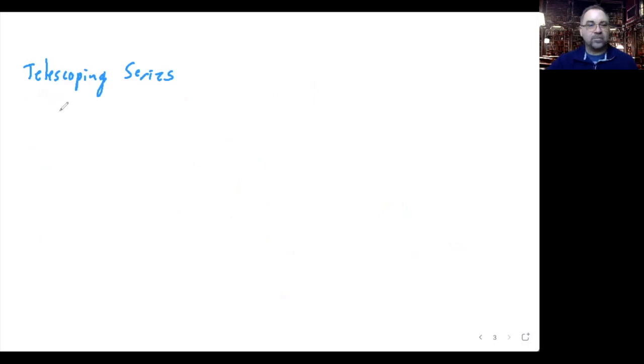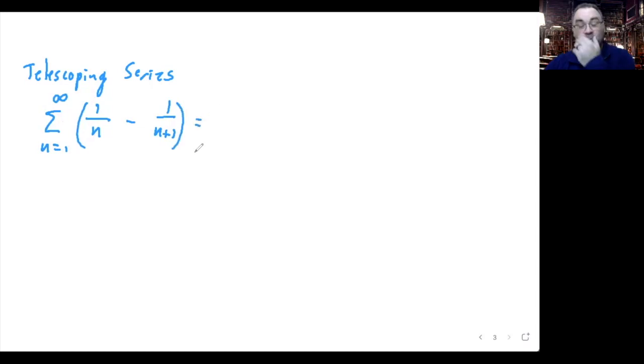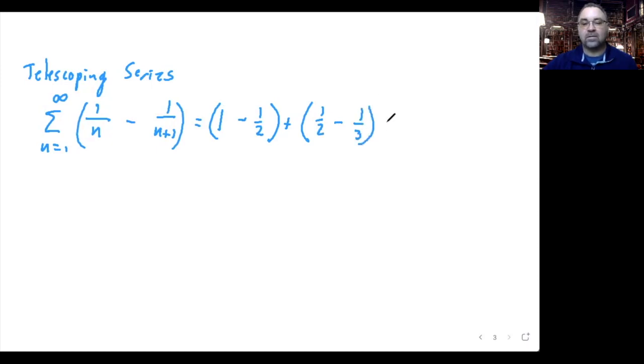It's pretty cool. So let's see, this one is n equals 1 to infinity, and I've got 1 over n minus 1 over n plus 1. All right, so there's my series. Now let's just watch what happens when we put these terms together. So obviously the first term is 1 minus 1/2. Okay, that's our first term. Plus, now if n is 2, we get 1/2 minus 1/3. See what's happening? And then we get 1/3 minus 1/4.